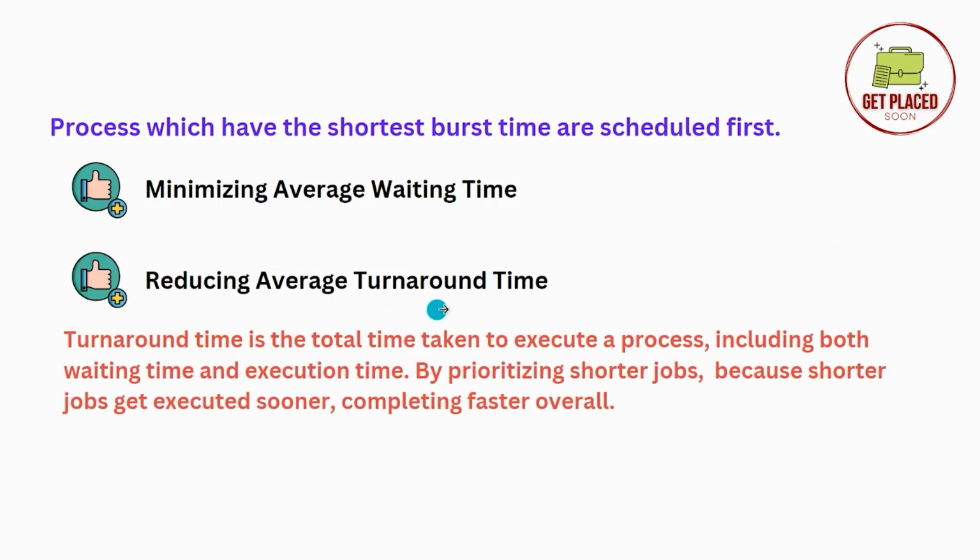Similarly, average turnaround time is also less. What do we mean by turnaround time? It is the total time taken to execute a process. Turnaround time depends on two things: waiting time and execution time. Since in SJF we take the smallest execution time task first, execution time is reduced. Eventually, because of this, waiting time is reduced, and turnaround time depends on both of them. Because these two are reduced, the average turnaround time is also reduced when you compare with other scheduling algorithms, because shortest jobs are executed sooner, completing faster overall. Understand? So this is one more advantage.